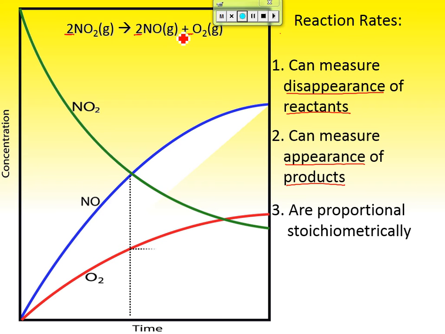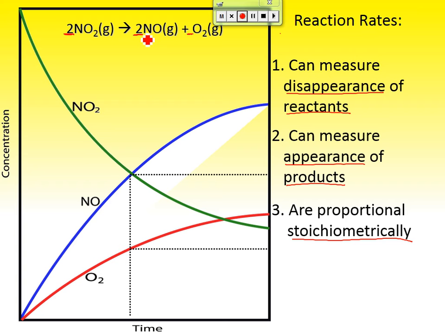And number 3, reaction rates are proportional stoichiometrically. So the stoichiometry has an effect on reaction rates. Let me show you what I mean. As 2 moles of nitrogen dioxide are decomposing, 2 moles of nitrogen monoxide are forming. So if you look at how the concentration is decreasing over time with nitrogen dioxide, it's just the inverse of how nitrogen monoxide is forming, because 2 moles of nitrogen dioxide are decomposing and forming 2 moles of nitrogen monoxide.